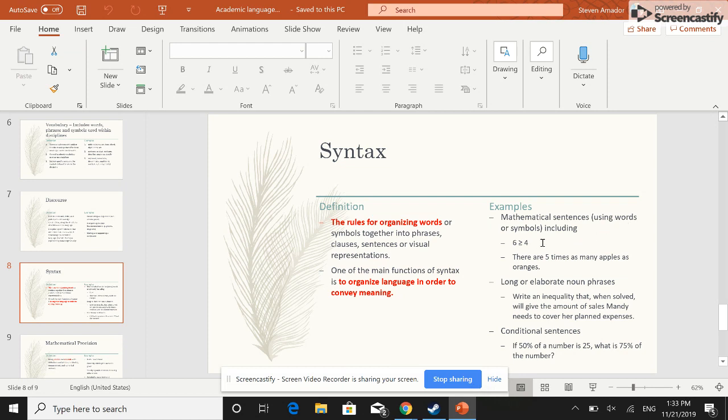An example they provided was using greater than or equal to. So six is greater than or equal to four. I like this one because these sentences are usually incorporated into math word problems. Also, conditional sentences, like the last one you see right here: 50% of a number is 25. What is 75% of that number? Here, they would have to identify the number as x, since we don't know what it is. They would underline 25 and 50% and see what that turns into.